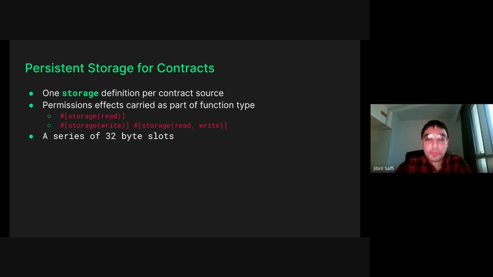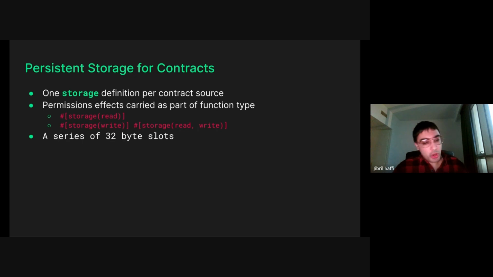Okay, so persistent storage for contracts. You saw storage definition previously. You can only have one per contract source. And okay, so those permission annotations, it's important to note that we've been thinking of changing this, but there's only two categories here. Storage write and storage read write really mean the same thing, because writing, at least on the FuelVM, implies that you have the right to read the slot that you're writing. So we've been thinking of changing this to just have read only and read write. But yeah, do note that.